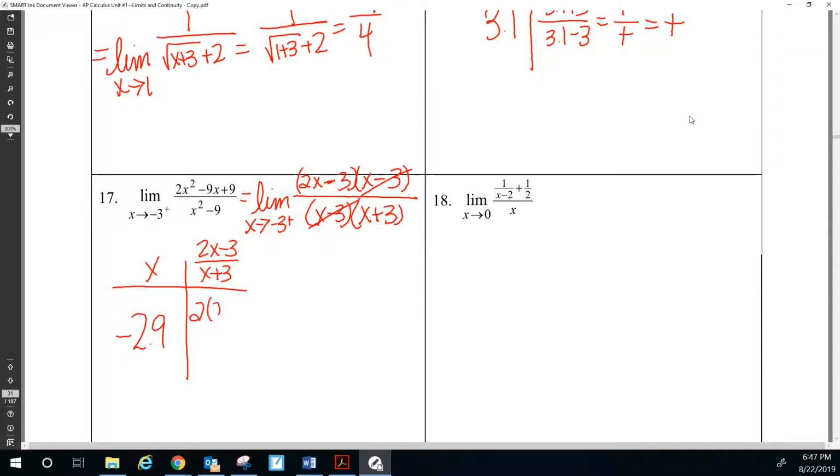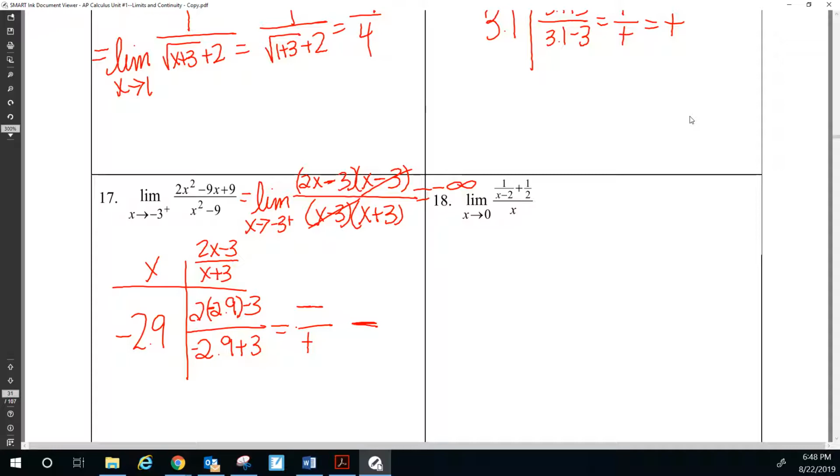So I've got 2 times negative 2.9 minus 3 over negative 2.9 plus 3. So here I've got negative times positive, so this would be negative minus something that's going to stay negative. And then negative 2.9 plus 3 would be positive. Negative divided by positive would be negative. So our overall limit here is going to be negative infinity.